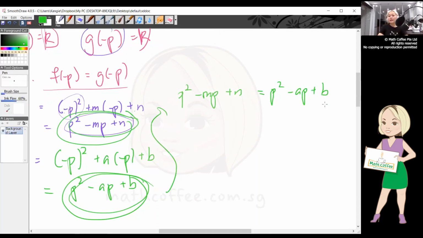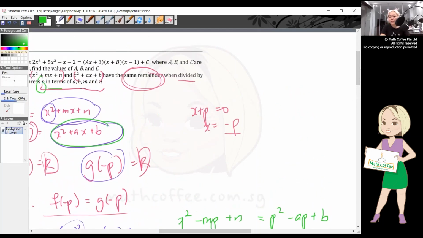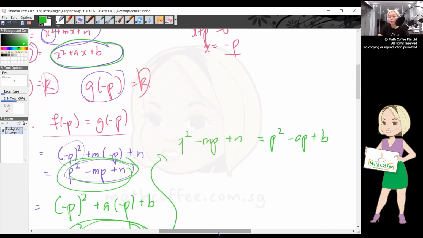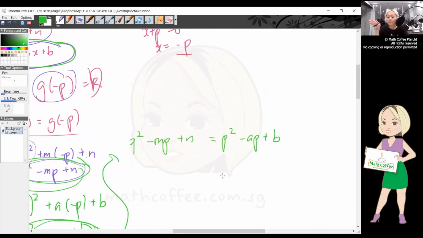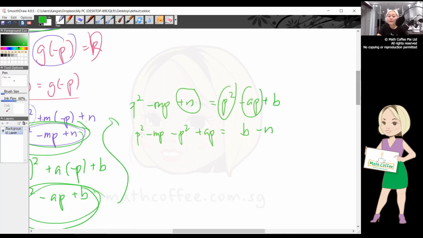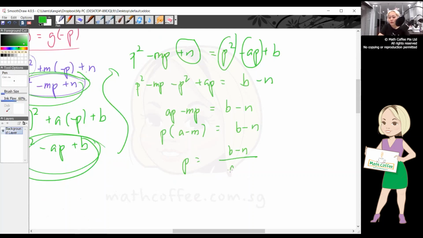Then we are not done yet. Let's see what they want, because they mentioned they want to make p the subject. So I'm going to bring all the p terms to the left hand side, and whatever doesn't contain p to the right hand side. So I have p squared here and minus mp here. This one I'm going to bring to the left. This one I'm going to bring to the left. b remains, this one I'm going to bring to the right. So it becomes this. Okay, p squared minus p squared disappears. So on the left hand side, I only have ap minus mp. Then take out the common factor p: p times (a minus m) equals b minus n. Then p will be equal to (b minus n) over (a minus m).